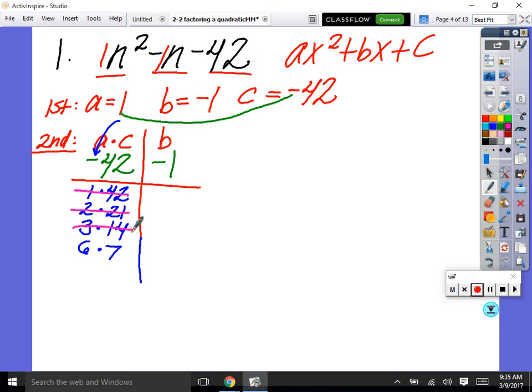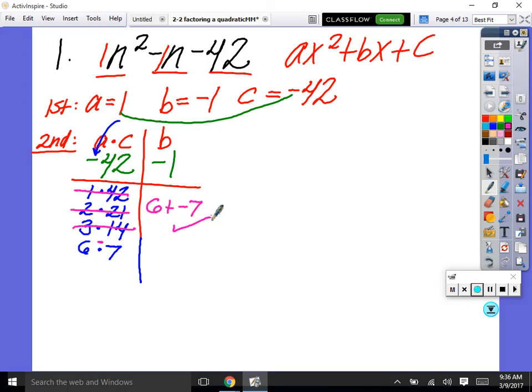How about 6 and 7? Could those possibly add up to be 1? Yeah, and it needs to add up to be negative 1. So if we put a negative with 6, that wouldn't be right, correct? Negative 6 plus 7 would be positive 1. So we need to put the negative with the 7. Here's why. 6 plus negative 7 equals negative 1.